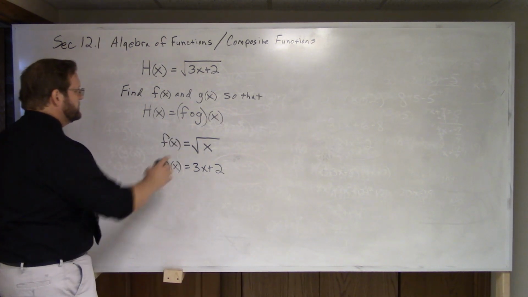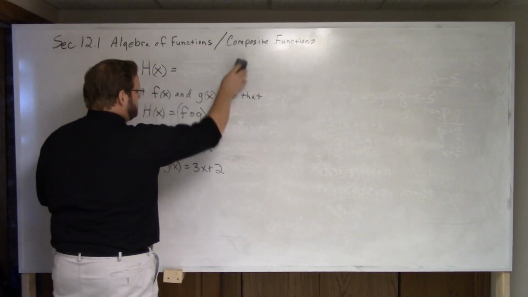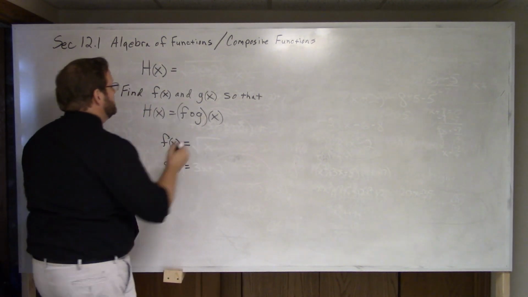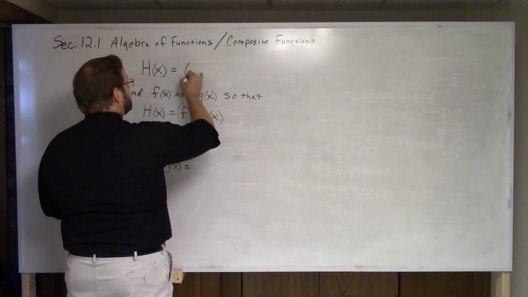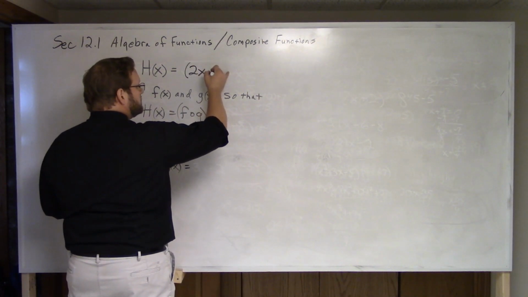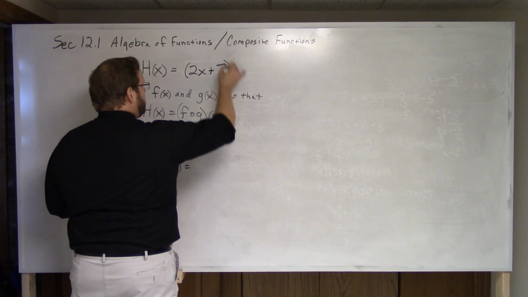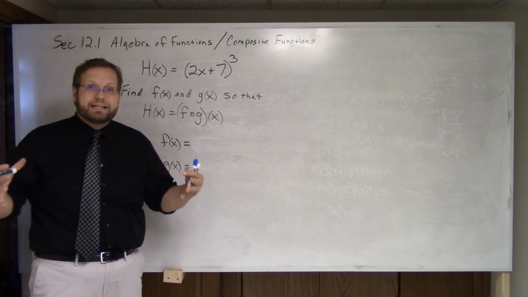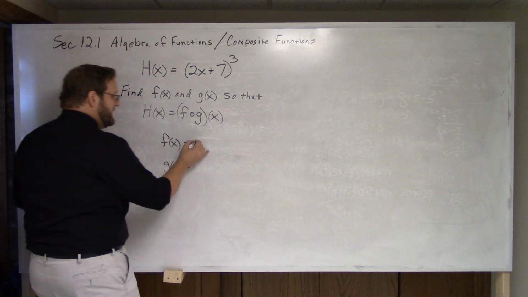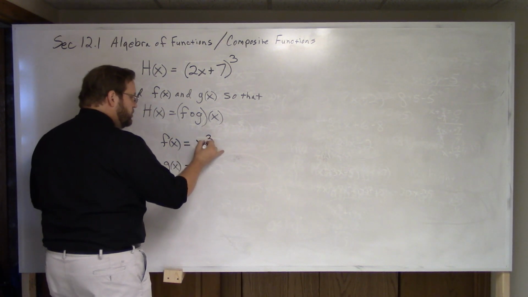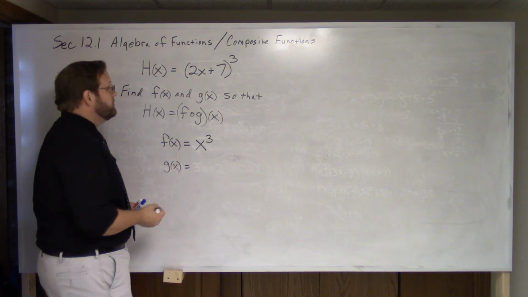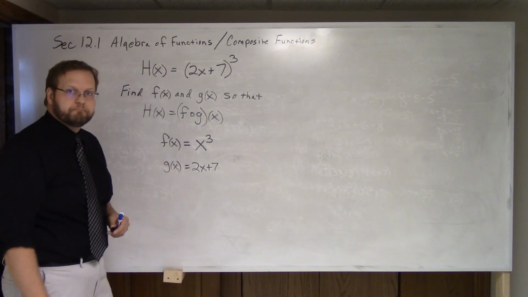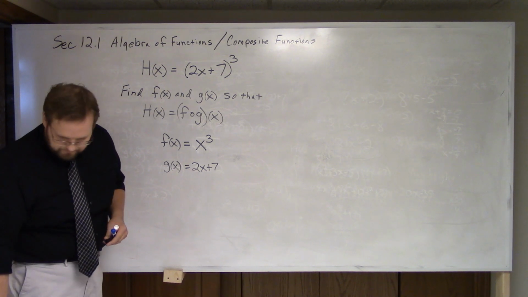So let's look at another one. So same basic concept. Let's say we have something like that. What is the big idea in this problem? Well, I'm taking something and I'm cubing it. What am I cubing? 2x plus 7. Okay, let's do one more.